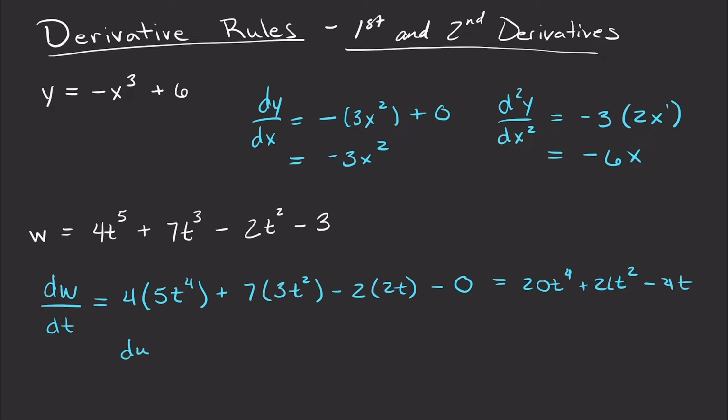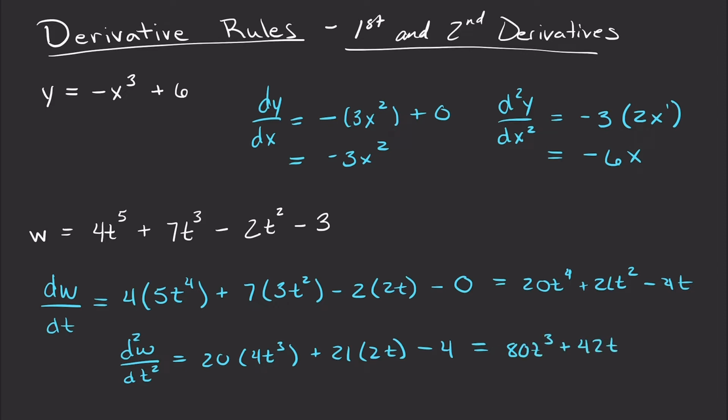And then to get our second derivative, again, we'll bring out our 20 in front. Our 4 will come down from our exponent, leaving t cubed. We have 21 in front of our next term. We bring down our power of 2. T goes to the first power. And then we just have our constant multiple in front of t. So just minus 4. And when we simplify, we'll get 80t cubed plus 42t minus 4.